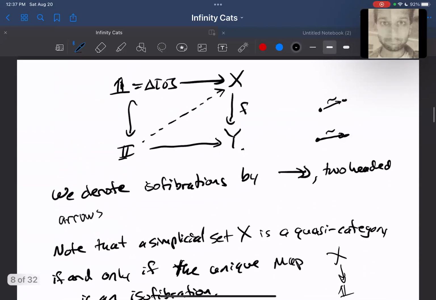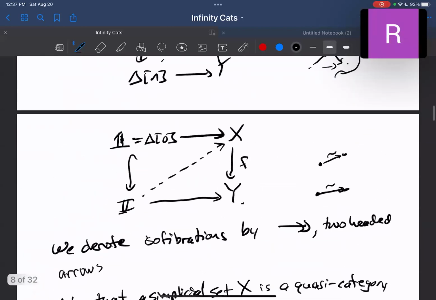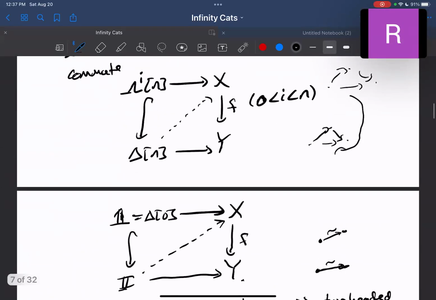So we're going to denote isofibration by two-headed arrows like this. So that's like a homotopy lifting property? Yeah, so we have a homotopy lifting here. And we also want it to be surjective on the equivalence classes under isomorphisms. So it's a nice enough map. You can always replace any map by an isofibration up to equivalence.